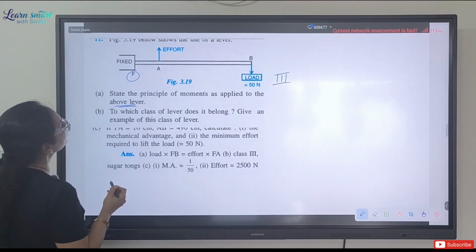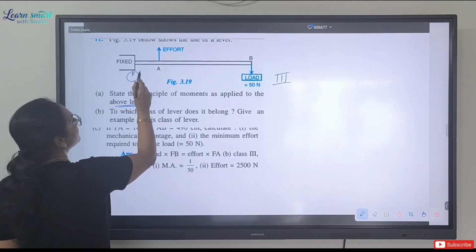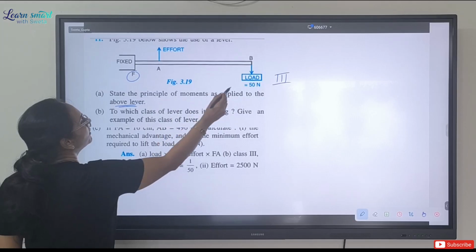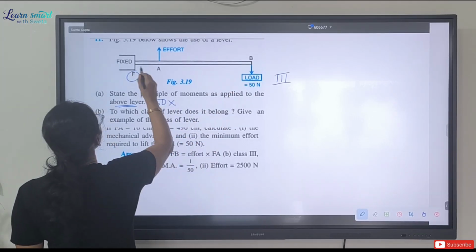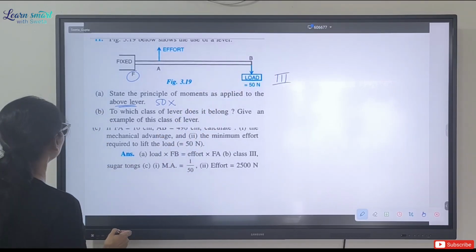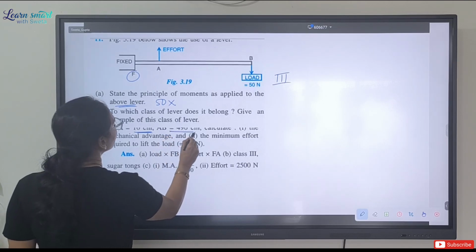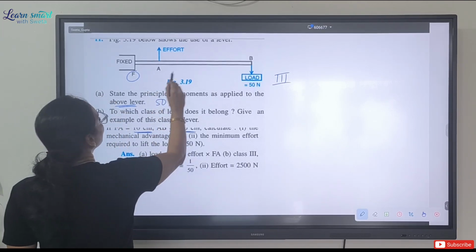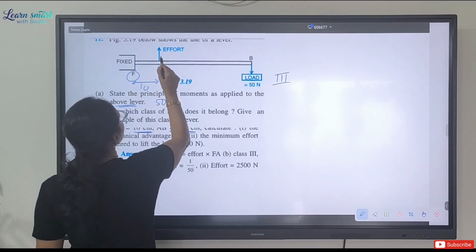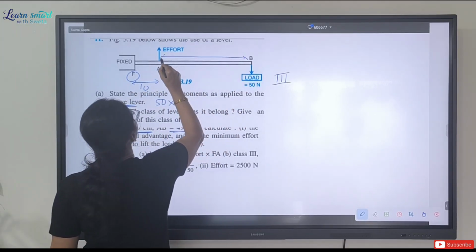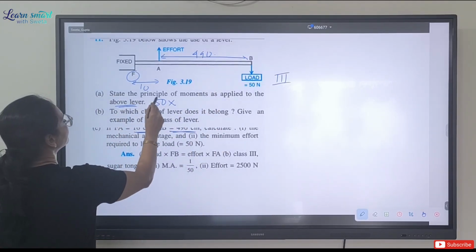In this case, what will be the clockwise moment and the anti-clockwise moment? So this is the fulcrum, here is the load. So load into load arm, load is 50. So 50 into load arm. How much is the load arm? They must have given FA is 10 centimeter and AB is 490 centimeter. So this is 10 and this is 490. This distance is 490.